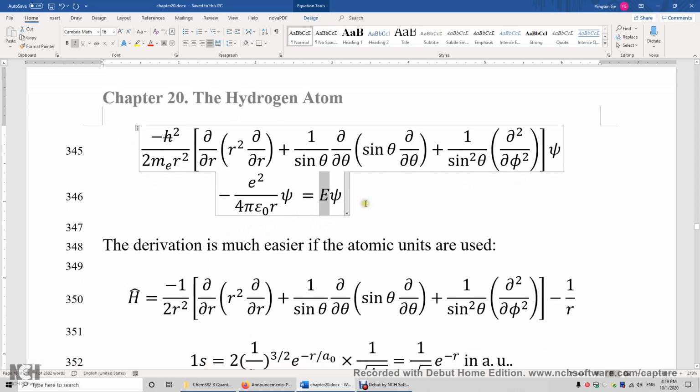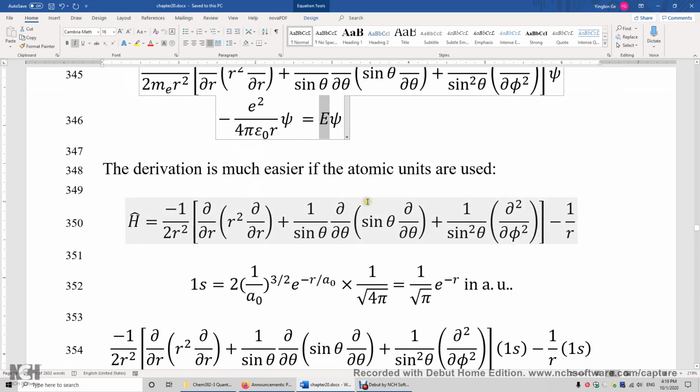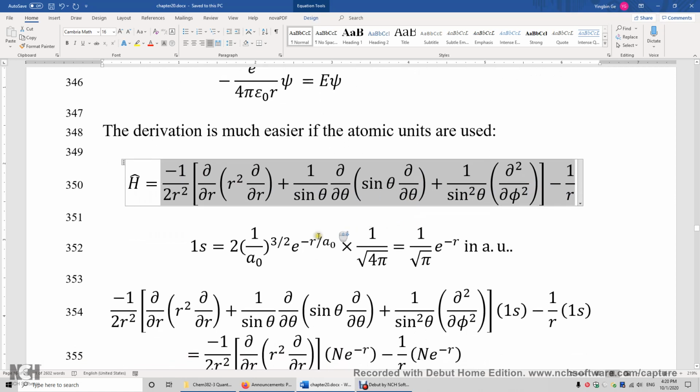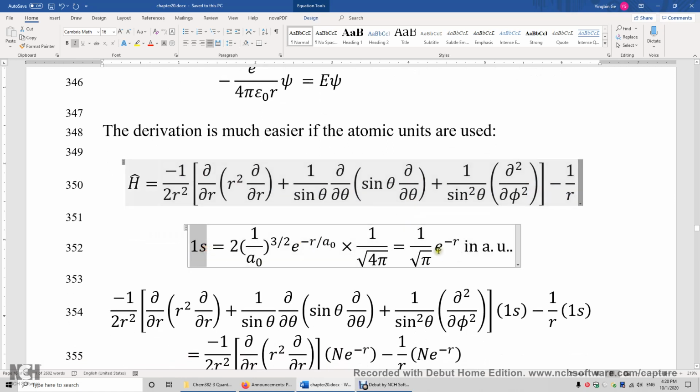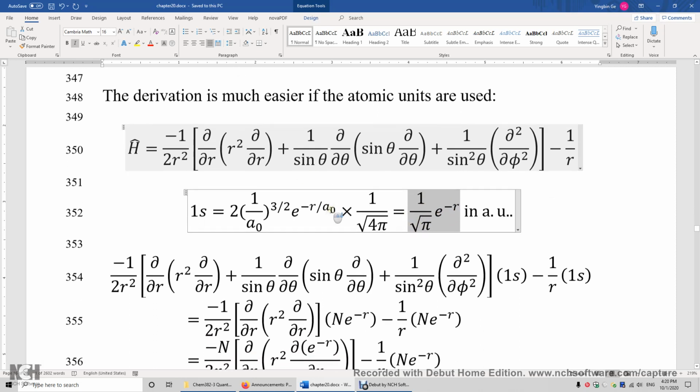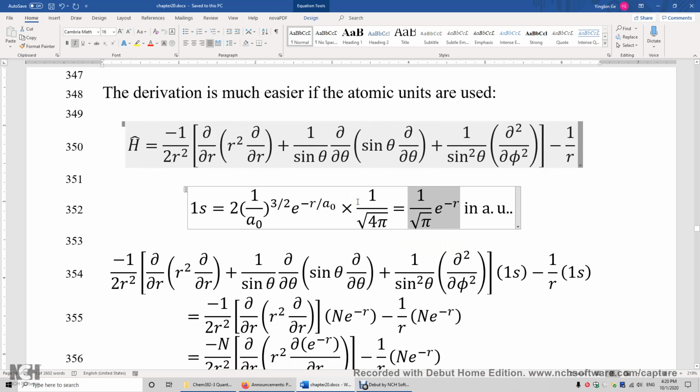So let's make it a little easier. Let's use the atomic units. So this is the Hamiltonian in atomic units. And this 1s wave function is simply e to the power of negative r times the normalization factor. All right, so why don't we use the atomic units to do the derivation?